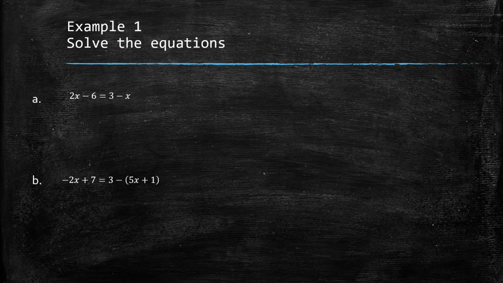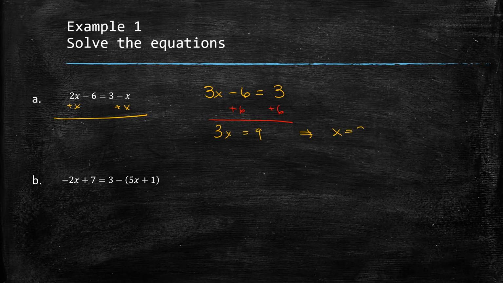Example 1, solve the equations. Okay, so for part A, I'll start by adding x to both sides of the equation. On the left-hand side, I'll have a 3x. So 3x minus 6 is equal to 3. I'll add 6 to both sides. Then I have 3x is equal to 9. Divide both sides by 3. And I come up with x is equal to 3.